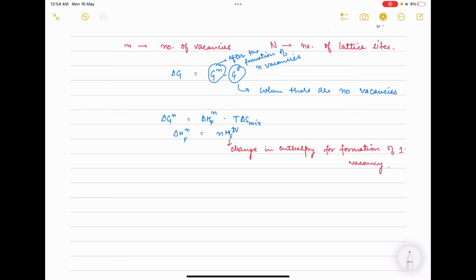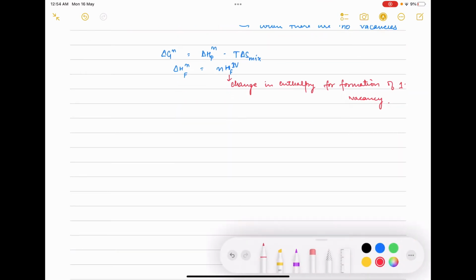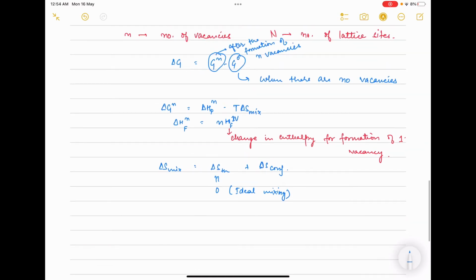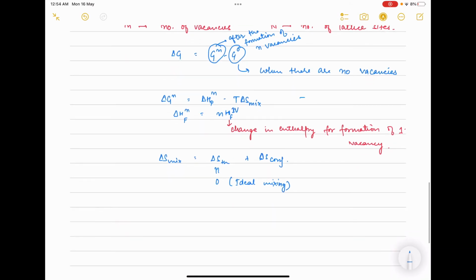Okay, so next is delta S mixing, which is delta S thermal plus delta S configurational. So delta S thermal is approximately 0 since we assume ideal mixing, so no thermal effects are involved for mixing, whereas delta S configurational is not 0 because the vacancies can arrange in multiple ways. So this is equation 1, this is 2, and this is 3.